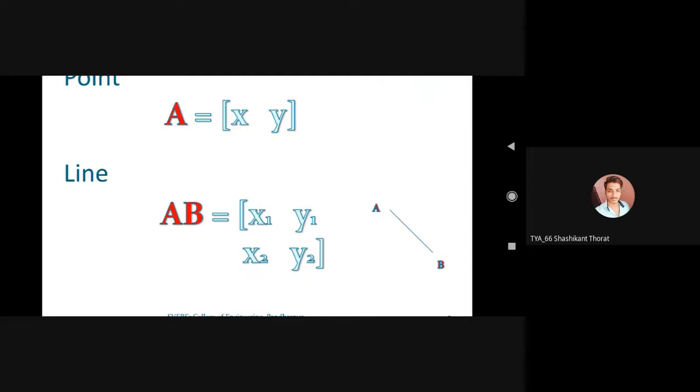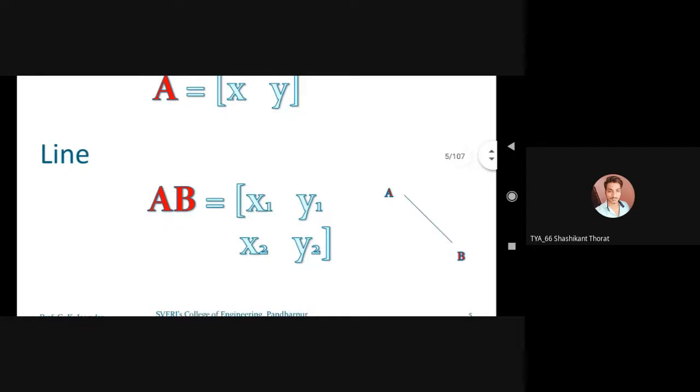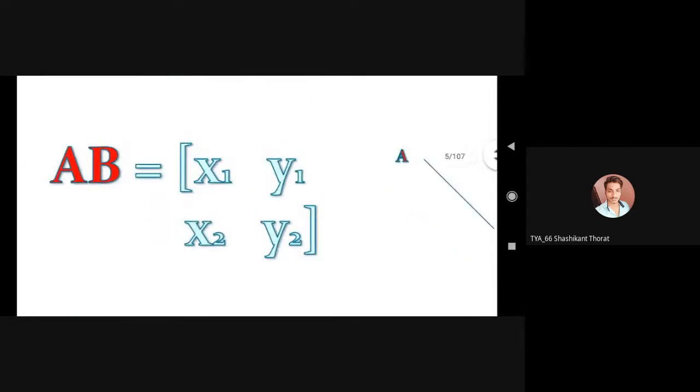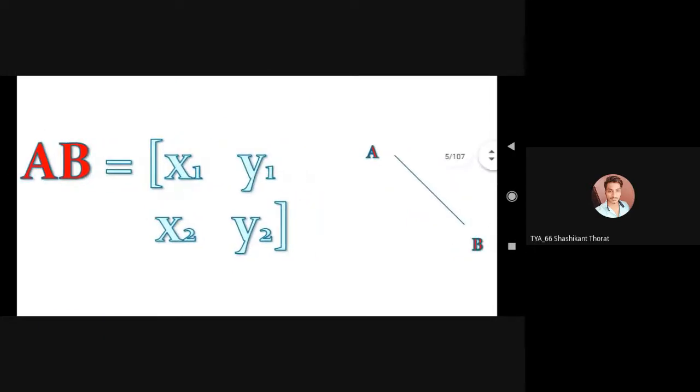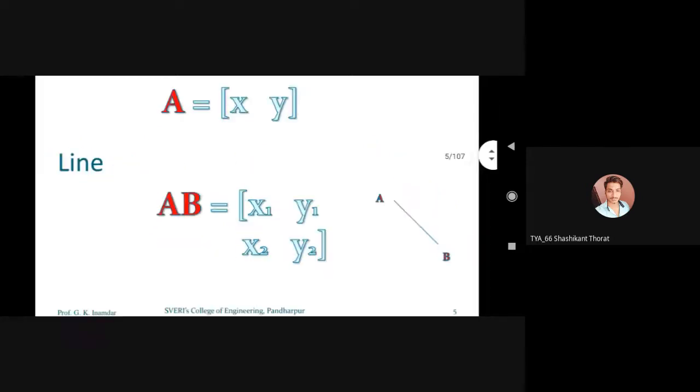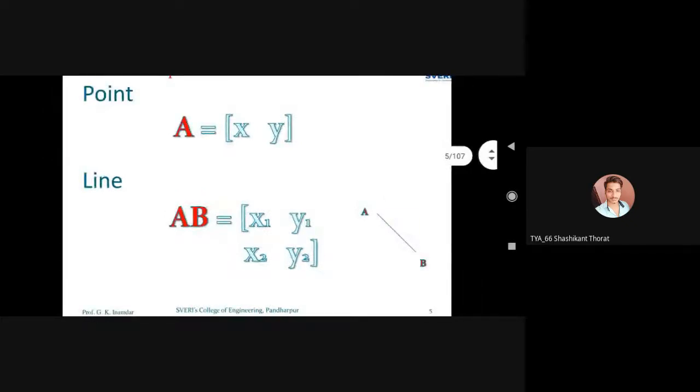Now for that purpose we can write it in matrix format. Line AB is equal to x1 y1 x2 y2. x1 is the horizontal distance of A from the origin, and y1 is the vertical distance from the origin. Same way, this is the representation for solving the problem.